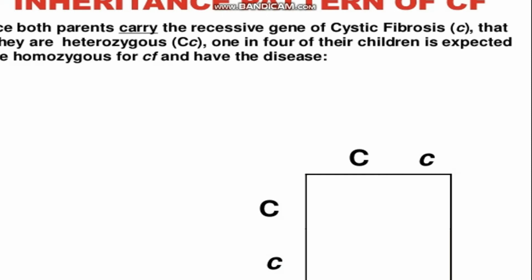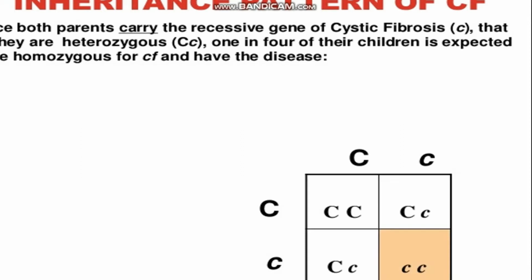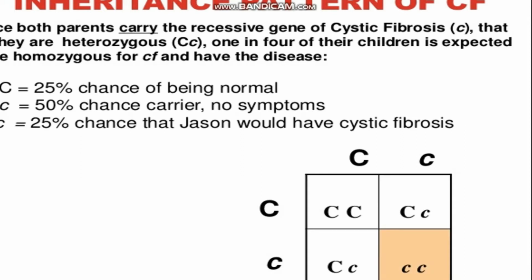Each parent carries the recessive gene of cystic fibrosis, the small letter c, which means they are heterozygous, so they have capital letter C and small letter c. One in four of their children is expected to be homozygous for cystic fibrosis and have the disease. Using a Punnett square, this will be the distribution of genes: 25% chance of being normal, 50% chance of being a carrier with no symptoms, and 25% chance that one of their children would have cystic fibrosis.